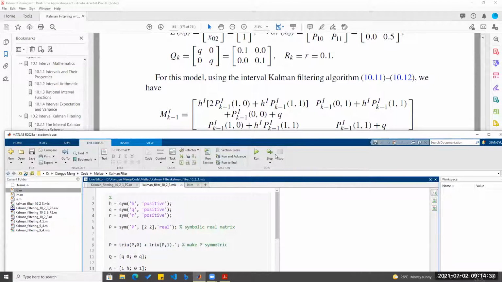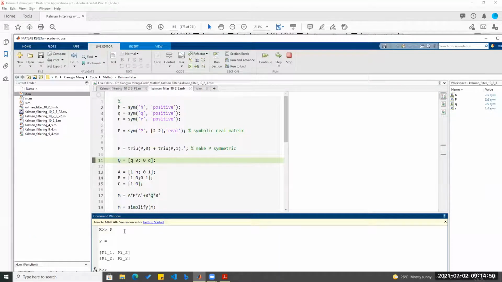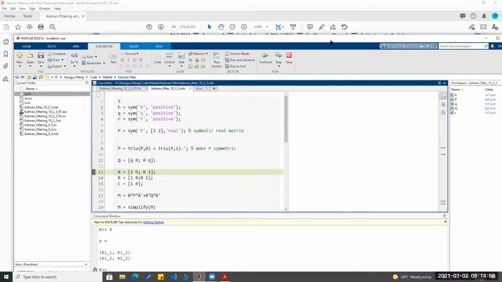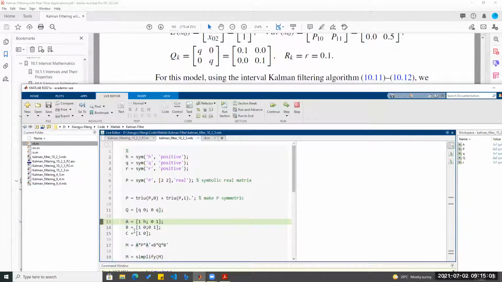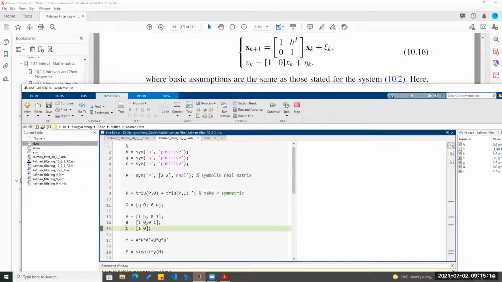Let me go here step by step. After this step, we get P. I can show you what P looks like. You see it's symmetric: P11, P12, P12, P22. This is Q. Then this is the A matrix. The A matrix is 1 H 0 1. Then the B matrix is an identity matrix. And C is 1 0.